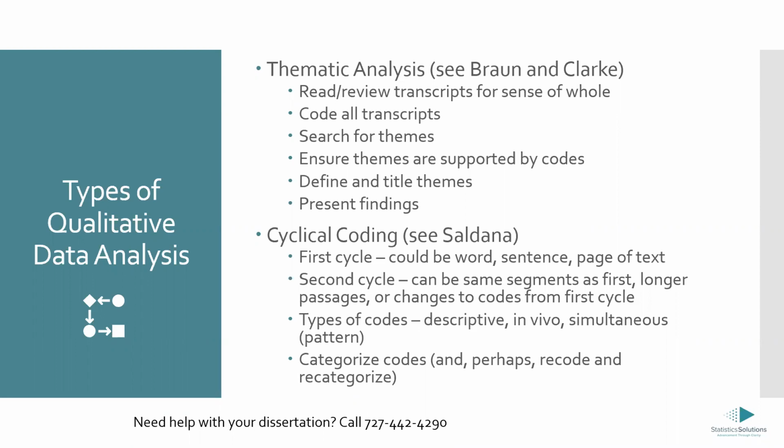And there are different types of codes that we can apply here. And while this comes from cyclical coding, the different types of codes certainly you can use in really any of the analytic methods. So descriptive coding is where you, as the researcher, assign a code. You decide what the title of that code is. In vivo coding is where you use the participants' language. Okay, so you use the words of the participants, and that is the name of the code. And then simultaneous coding is more where you're looking at patterns.